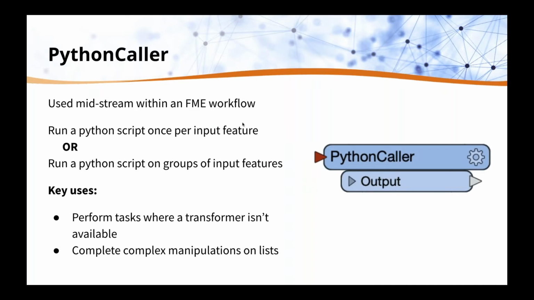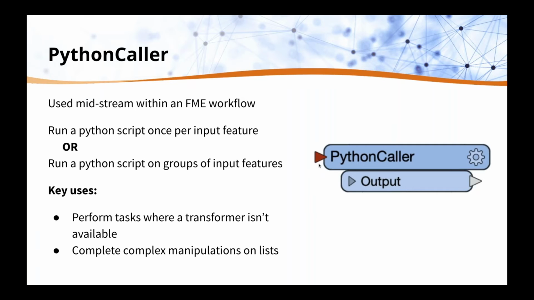Okay, and last but not least, we have the PythonCaller transformer. This one is basically the same as the PythonCreator in a sense. You can run any arbitrary Python script you'd like. The key difference is that it has an input port. So you can actually use this to process data that's already within your workspace. You can choose to run the script once per input feature. So if you have 100 records you'd like to process, you could run your Python script 100 times.